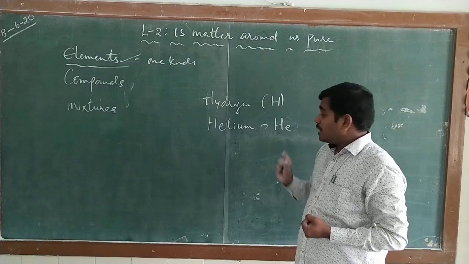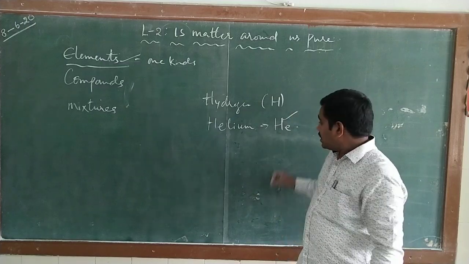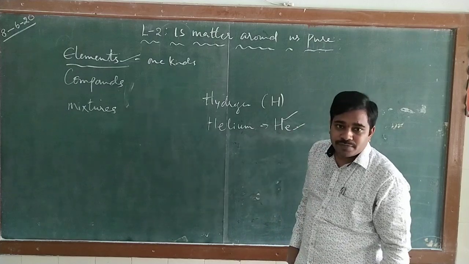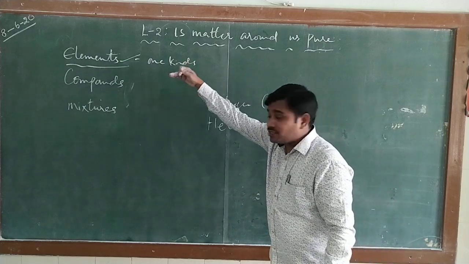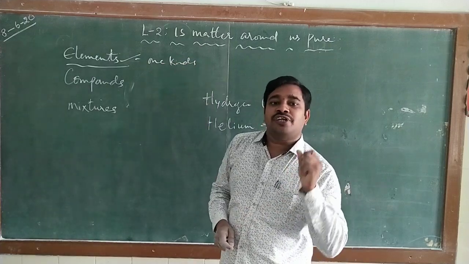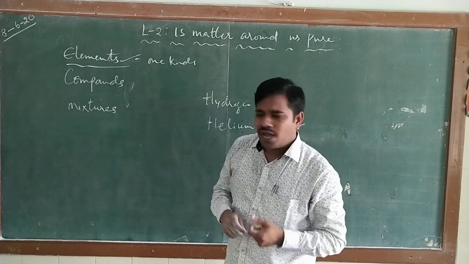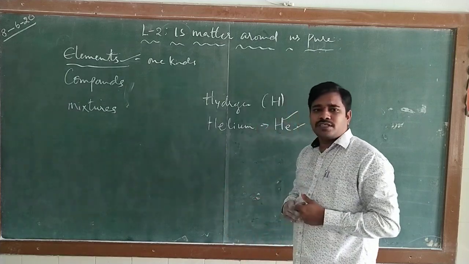Remember carefully, whenever we are writing the symbol, the first letter of the symbol should be a capital letter, and the next letter should be small. And the elements are pure substances. For 9th class, everyone should try to learn the first 30 elements along with the Latin names.